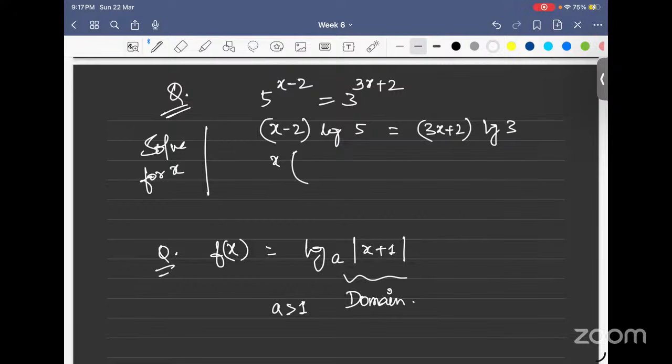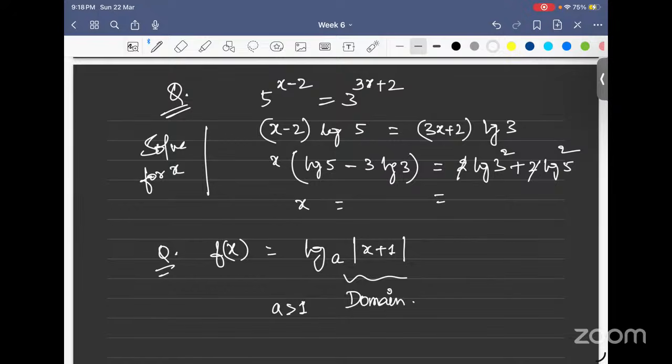So if I take x to one side, we'll be left with x log of 5 minus 3x log of 3 equals 2 log of 3 plus 2 log of 5. Sorry, not plus, this is minus, right? So x equals, what will you get? We'll be left with log 9 and log 25, so log of 9 times 25.